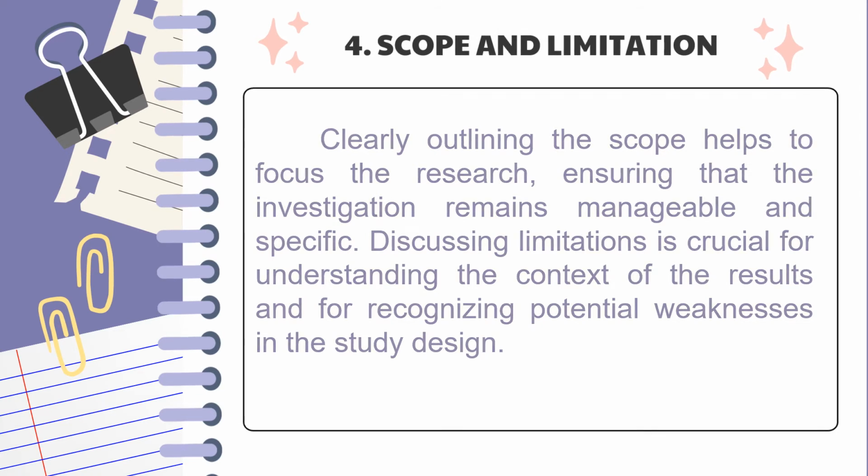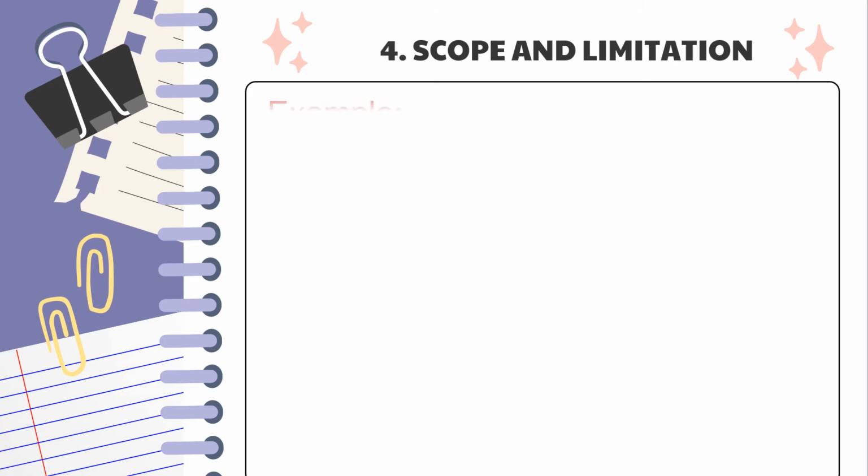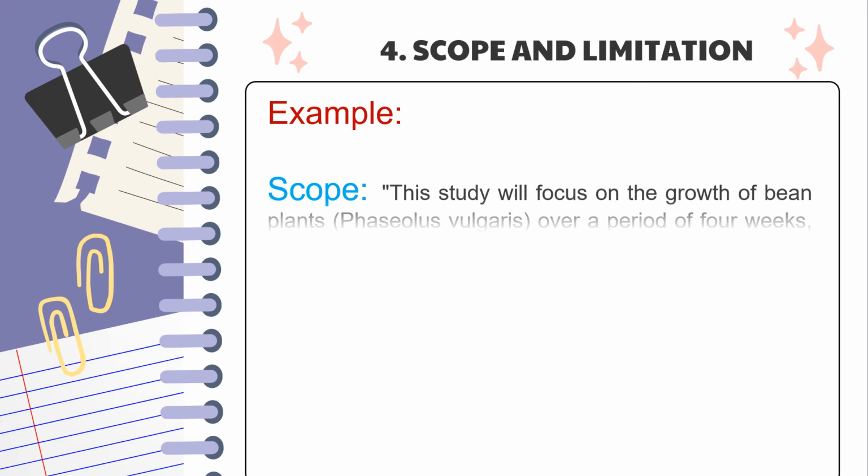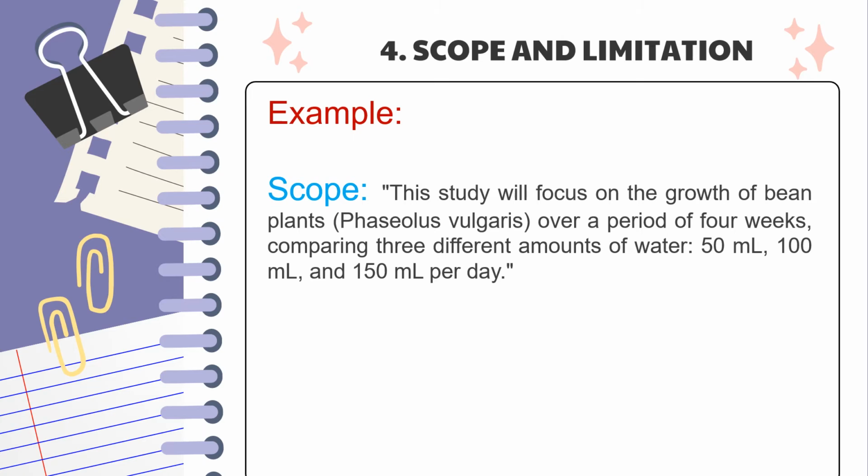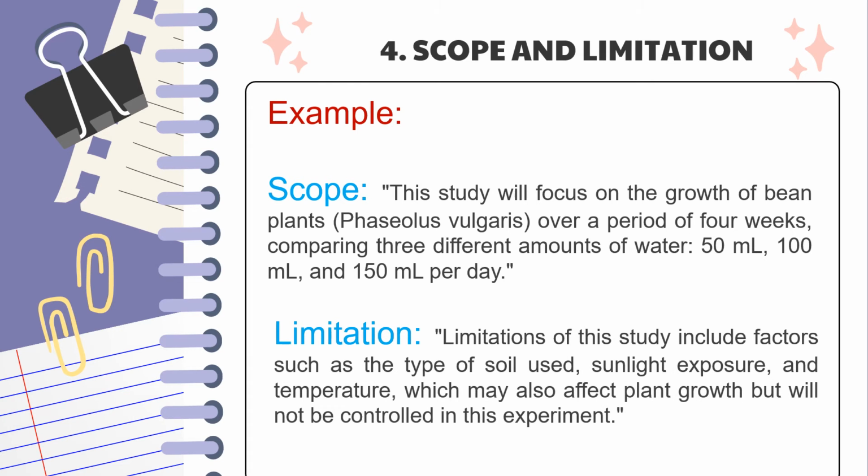Example: scope. This study will focus on the growth of bean plants, Phaseolus vulgaris, over a period of 4 weeks, comparing 3 different amounts of water: 50 milliliters, 100 milliliters, and 150 milliliters per day. Limitations of this study include factors such as the type of soil used, sunlight exposure, and temperature, which may also affect plant growth but will not be controlled in this experiment.